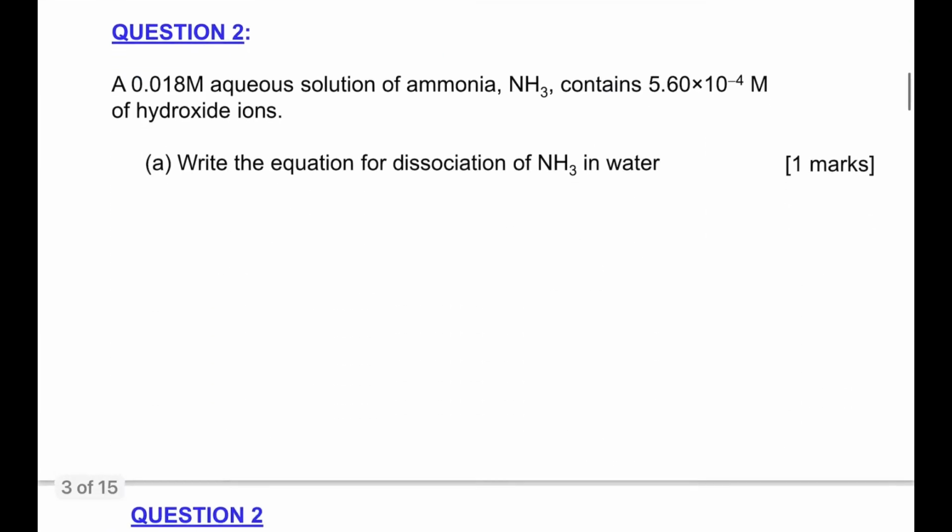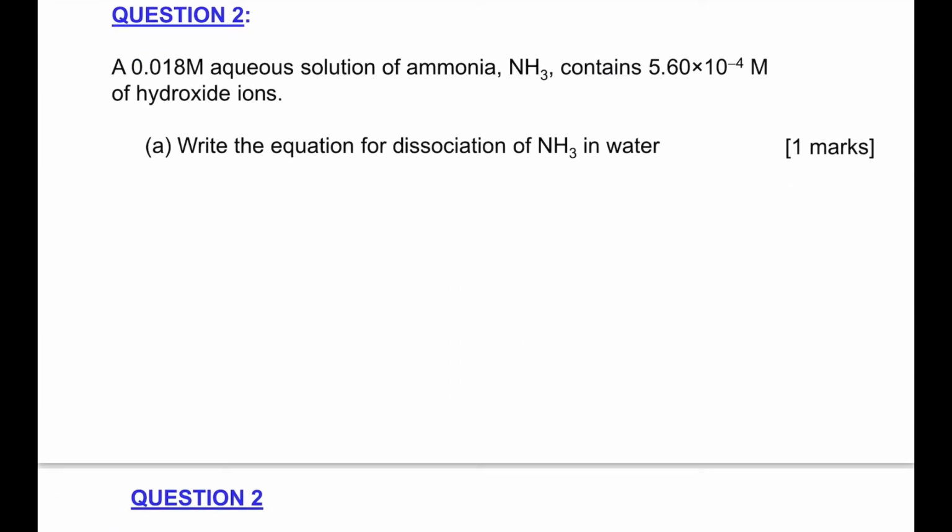For question number 2, you are given 0.018 molar aqueous solution of ammonia, the weak base, and the concentration of hydroxide ion is 5.6 times 10 to the negative 4 molar. Write the equation for the dissociation of ammonia in water. So this is the ammonia as a weak base dissolved in water. Reversible arrow because it is partially dissociate.